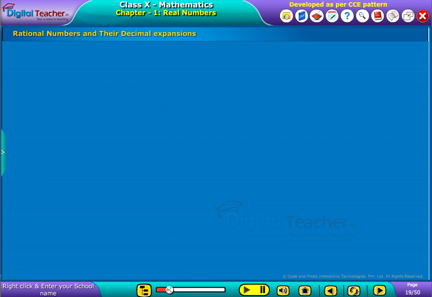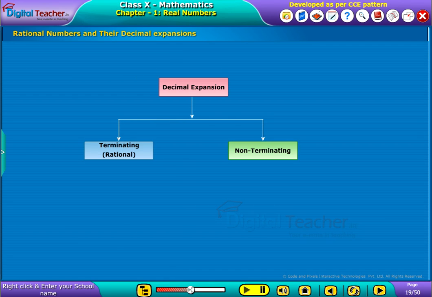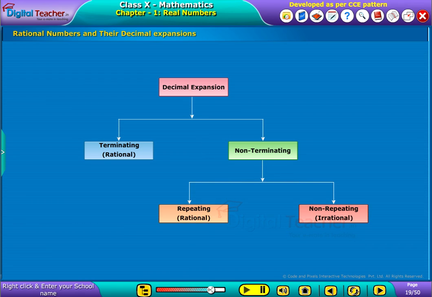Classification of decimal numbers. Decimal expansion is classified into terminating and non-terminating. The non-terminating is further classified into repeating and non-repeating. Let us discuss each in detail.